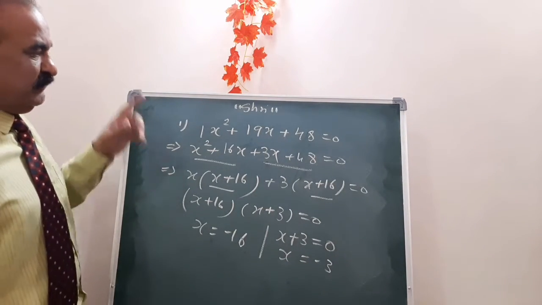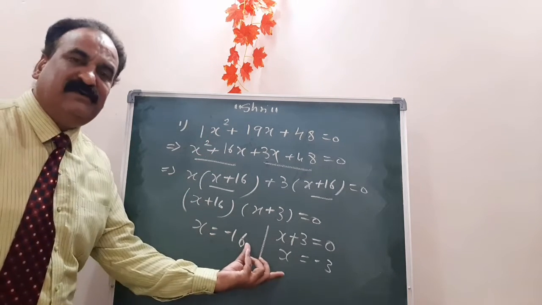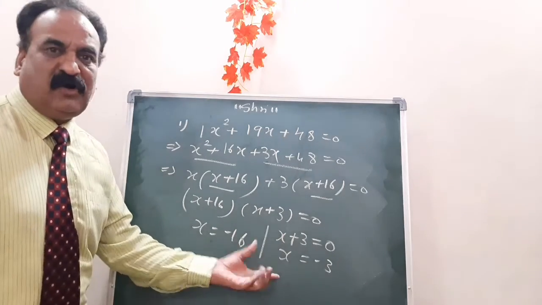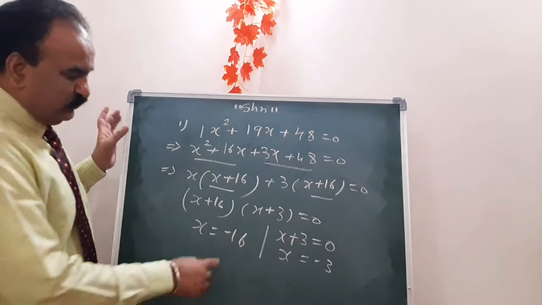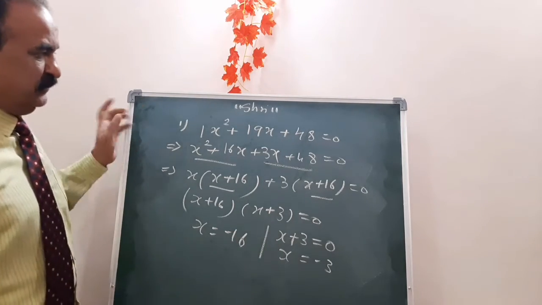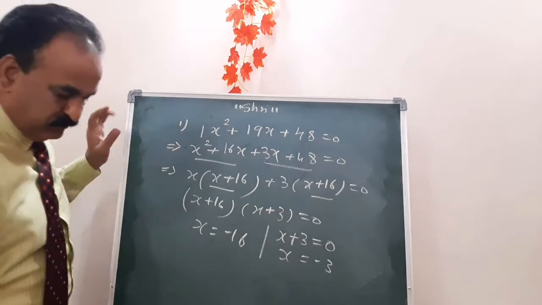These are the solutions. What is the degree of this quadratic equation? It is 2. Hence the solutions are 2, roots are 2, answers are 2, and zeros are 2. All the terms have the same meaning. Hence the solution is minus 16 comma minus 3. This is my first pattern, when the multiplication is 48 and addition is 19. Now second part.